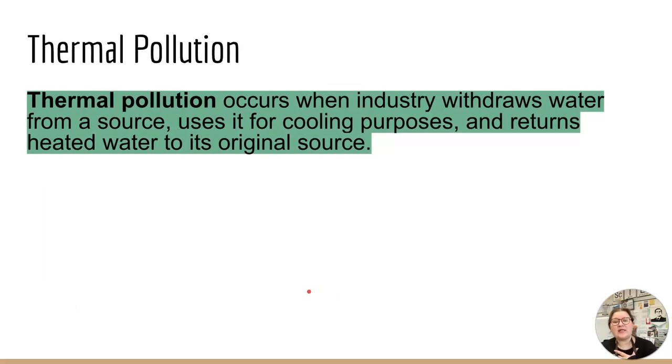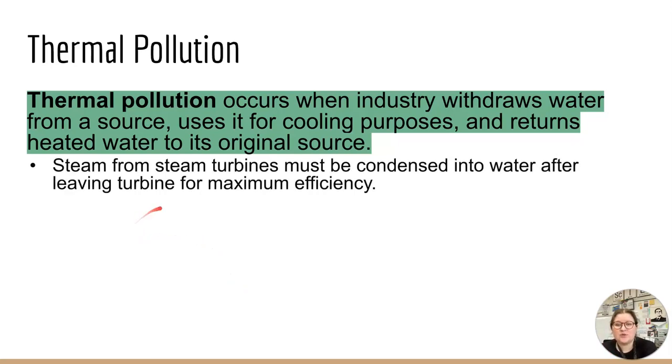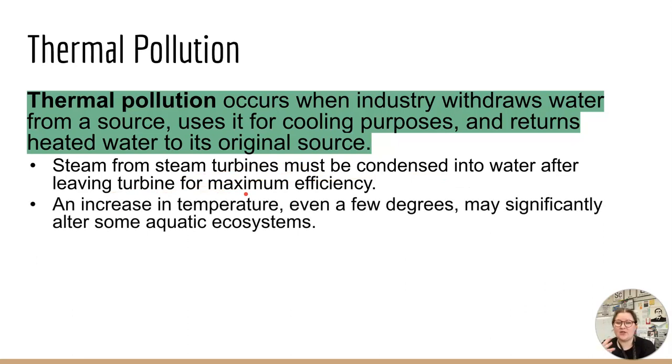For thermal pollution, that occurs when industry withdraws water from a source, uses it for cooling purposes, and then returns heated water to its original source. So, one of our success criteria is how can heat be a water pollutant? This is how. Its release could be steam from steam turbines that's condensed in the water after leaving the turbine for maximum efficiency. That's how we could decrease how much we're releasing.